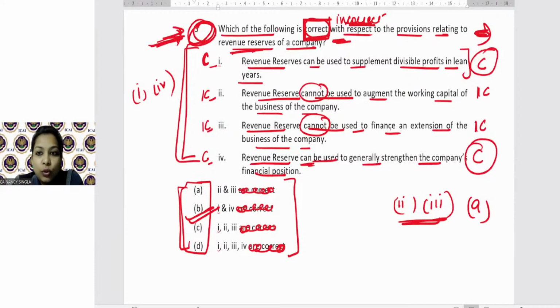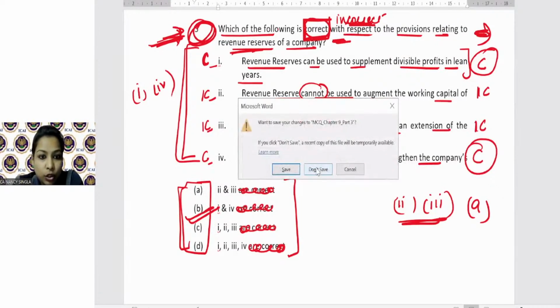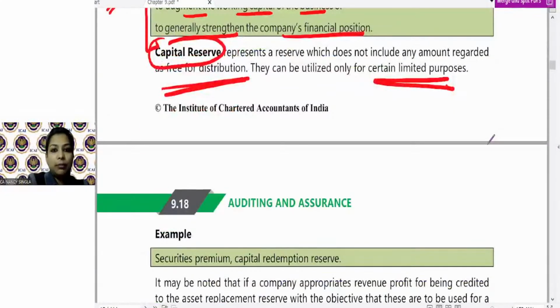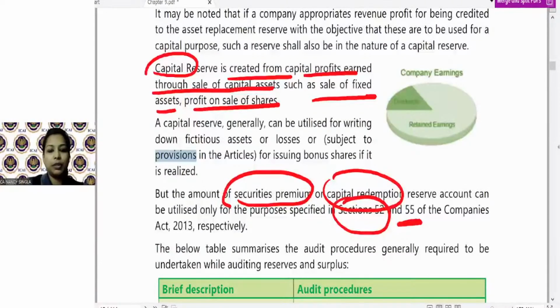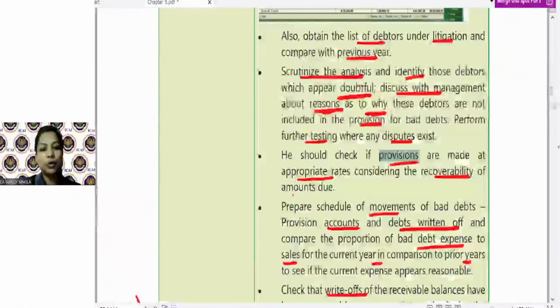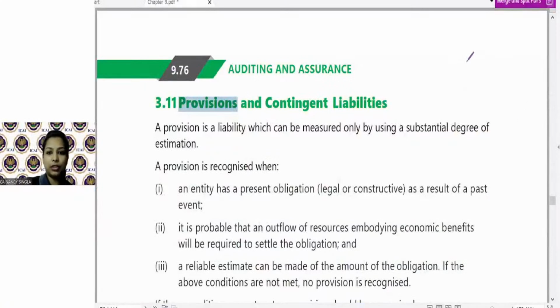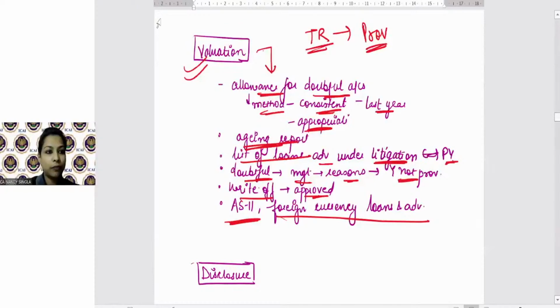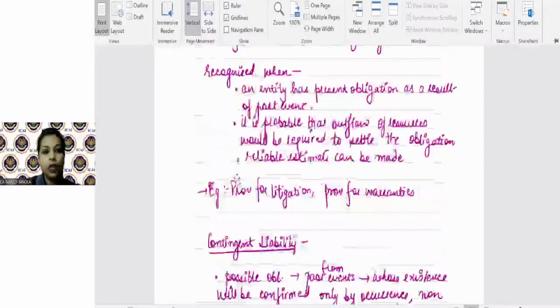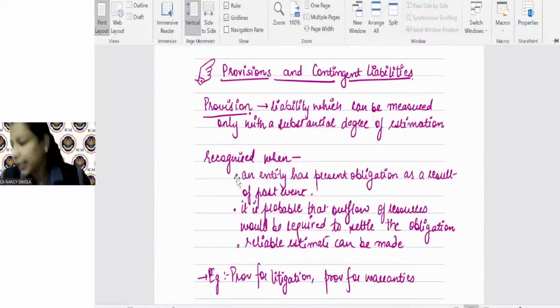ठीक है. So let us just now move on to the topic which I told you. So though we will not be able to complete this topic, but let us just touch upon this topic, so that let us just make a foundation for this topic so that it will help us in the next session. So quickly tell me, so our next topic is what? Provisions and contingent liabilities. ठीक है?